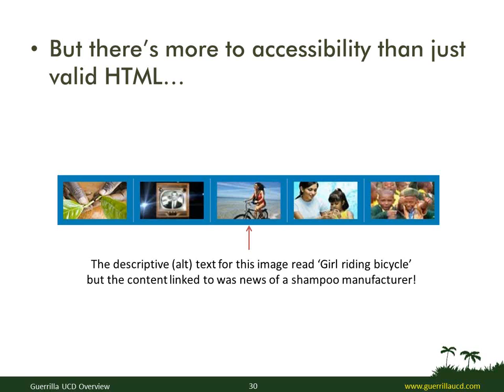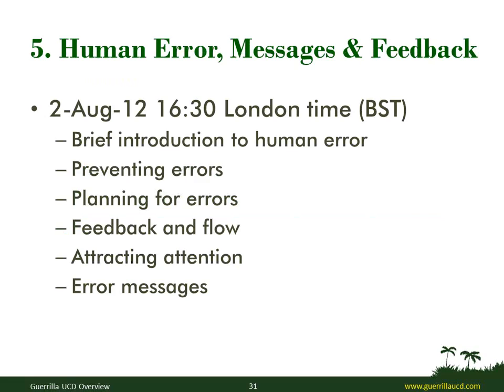So that's something we'll talk about in that session. Session number 5, human error, messages and feedback, on the 2nd of August, and we're looking at the basics of human error, slips versus mistakes and so forth, how to prevent them, how to plan for them, and how to help people to understand the state of systems without interrupting them too substantially.